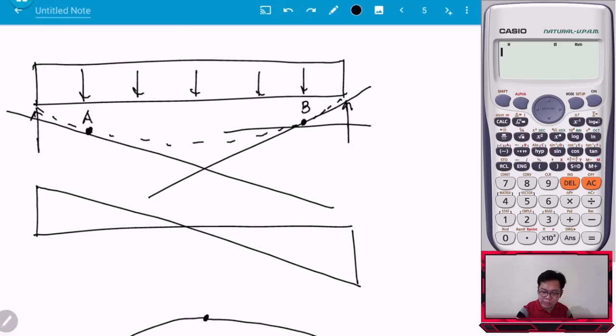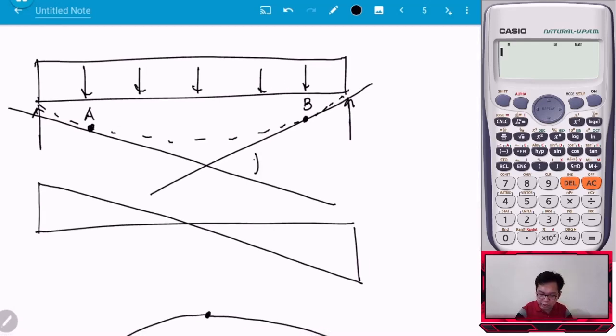So, we are not interested sa slopes. Rather, we are interested sa change in slope. So, ang change daw in slope, so from the figure, ito ata yun, di ba? Yan. Okay? So, the change in slope or the angle between the two tangents is actually equal to the area of the moment diagram between those 2 points.